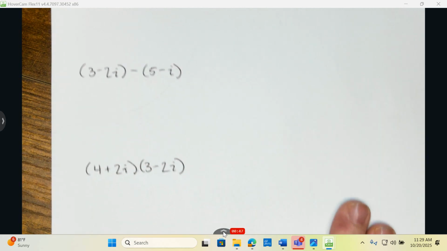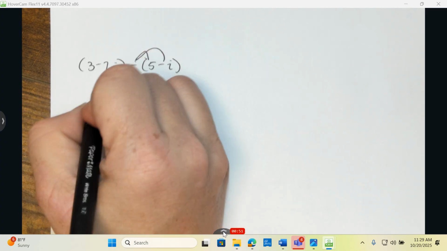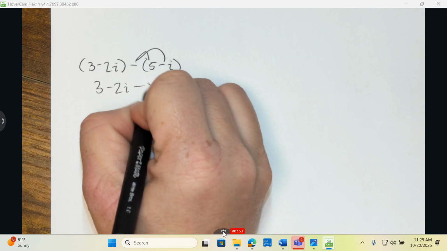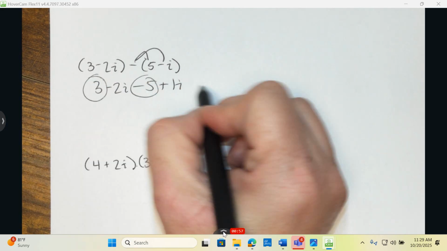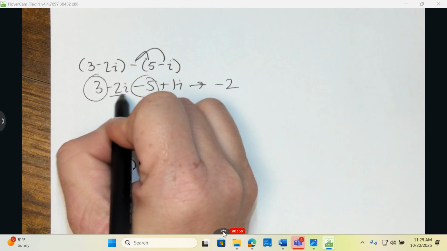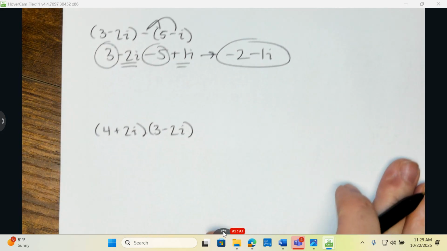Let's look now at number 12. I'm going to distribute this negative 1. 3 minus 2i minus 5 plus 1i. Combine like terms. 3 minus 5 is negative 2. Negative 2 and positive 1 is negative 1, and it's in standard form.